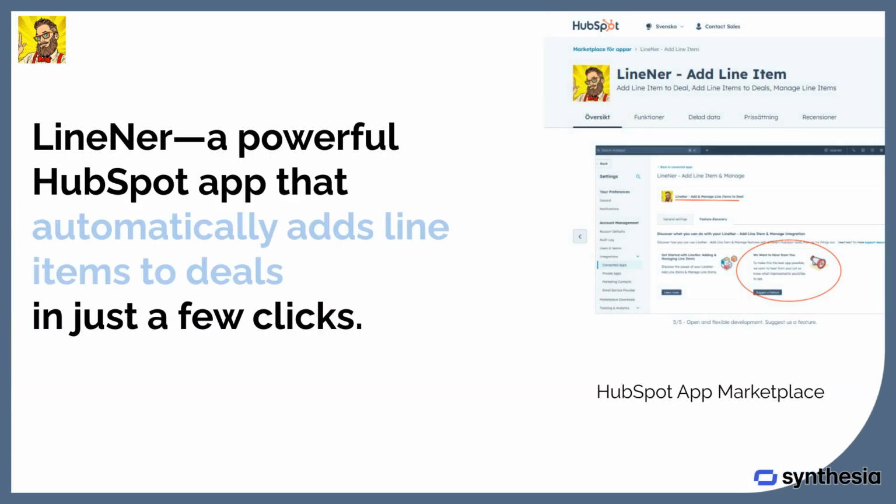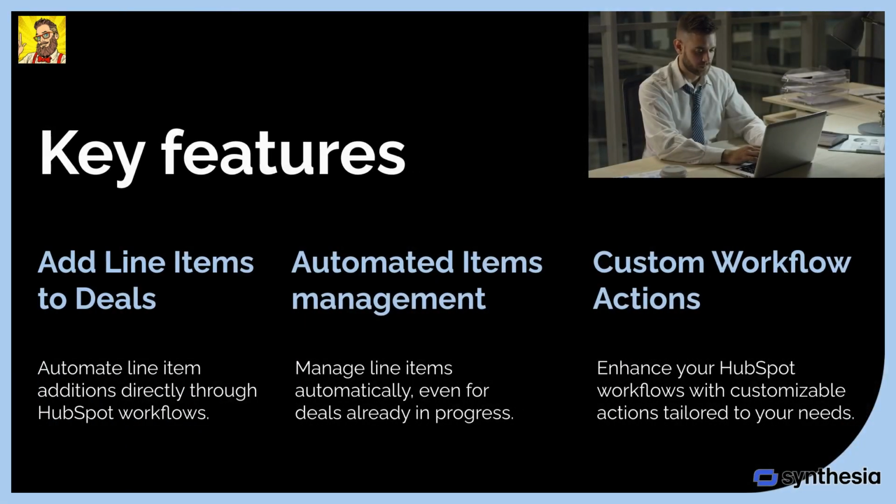Introducing Liner, a powerful HubSpot app that automatically adds line items to deals in just a few clicks. With Liner, line items are added to your deals seamlessly, freeing you from any manual input. What can Liner do for you?